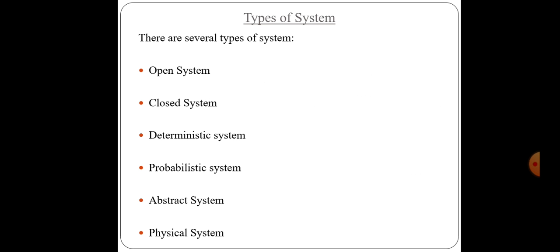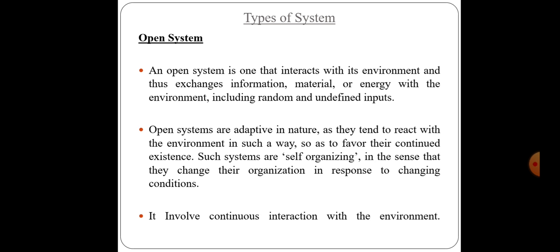Now there are various types of systems in MIS. One is open system, closed system, deterministic, probabilistic, abstract, and physical systems. N number of systems are there that play an important role. So let's go through them one by one. Now what is an open system? An open system is one that interacts with the environment and exchanges information, material or energy with the environment, including random and undefined inputs. So it regularly interacts with the external environment, fine, and it is an open system.